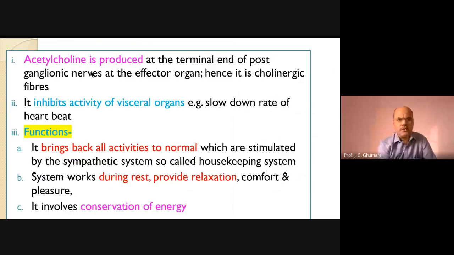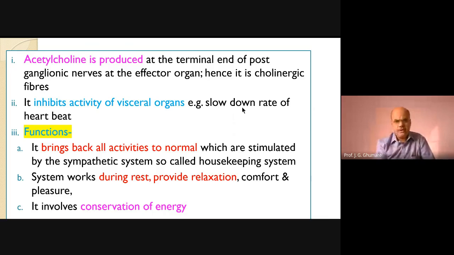Remember, this fiber secretes acetylcholine, the chemical called acetylcholine, at the terminal end of the postganglionic fiber on the effector organ. So it is called a cholinergic fiber, remember. Earlier it was an adrenergic fiber; this is a cholinergic fiber. And what does it do? The acetylcholine inhibits the activity of the visceral organ, so it will bring down the activity of the visceral organ.